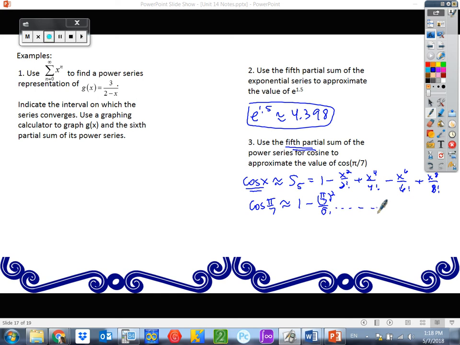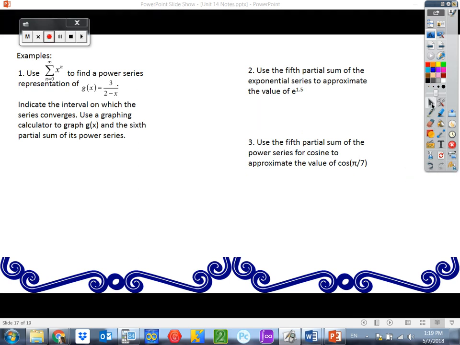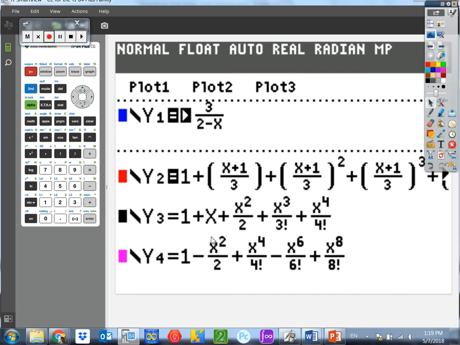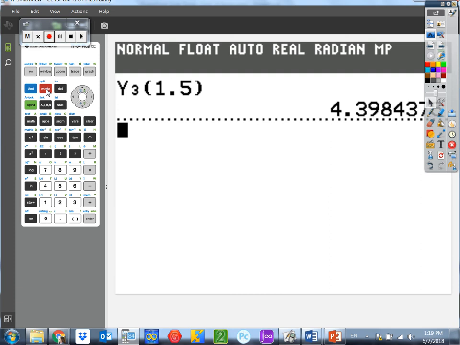But I'm going to show you how we would do it on a calculator. So we would say it is approximately, now let's go to the value. So let's go to our calculator. So we look at the y equals. Notice that I have cosine keyed in right here. This is the fifth partial sum for cosine. 1, 2, 3, 4, 5. I have 5 terms. Fifth partial sum. And this is under y4. So let's go second quit. Let's go to a clear screen.